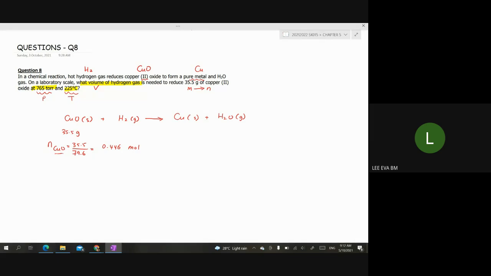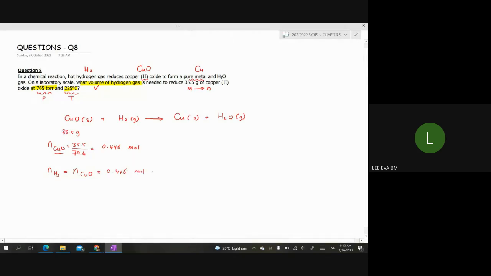Sebab kenapa kita kena keluarkan equation? Dan kena pastikan equation dia adalah balance. Okay, so CuO, H2 they are same mole ratio. Therefore, the number of mole of our hydrogen gas equals to the number of mole of copper oxide, which is the same value as 0.446 mole.